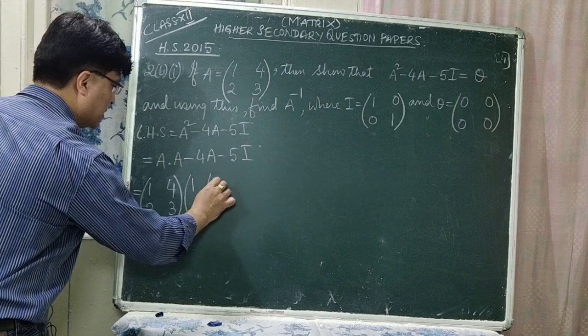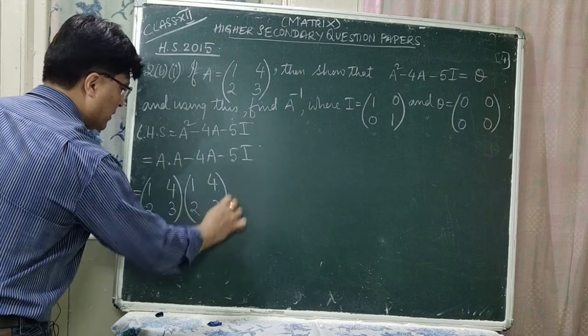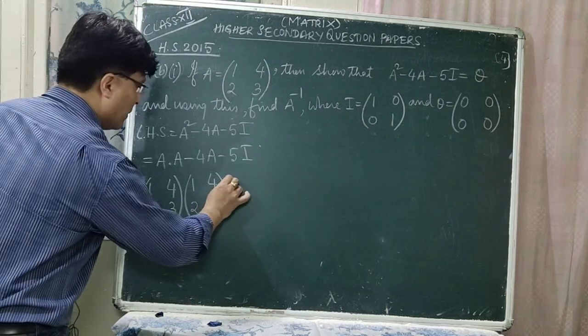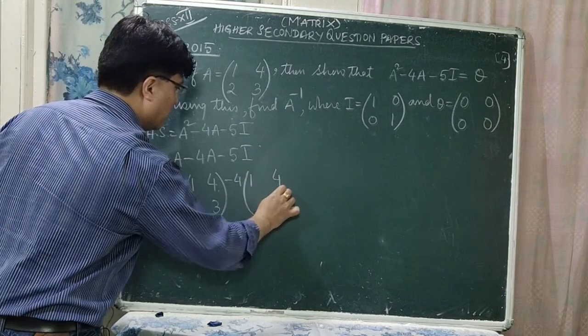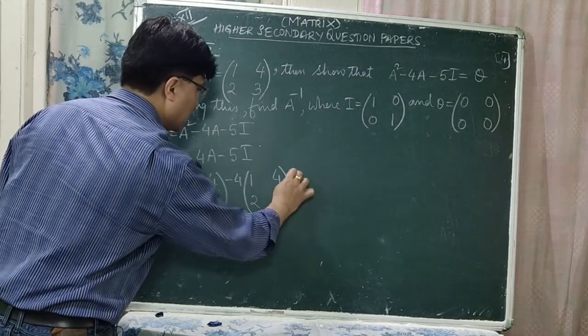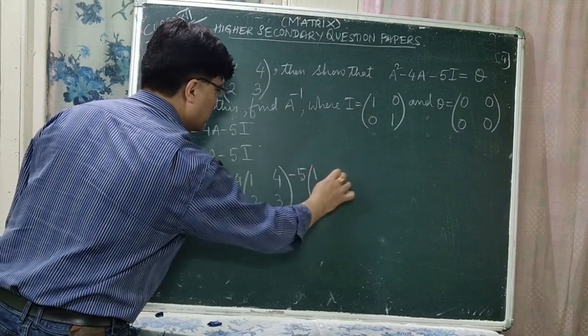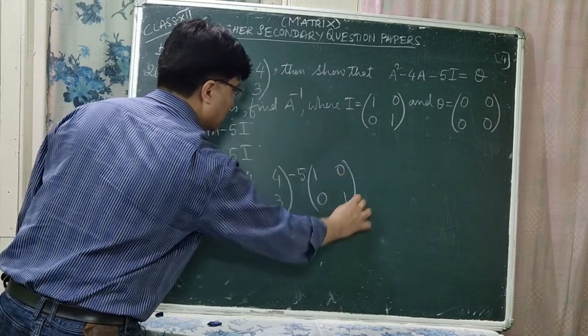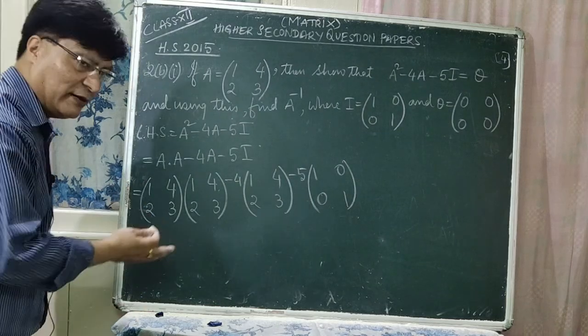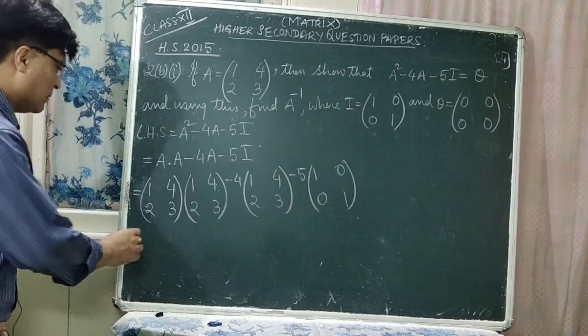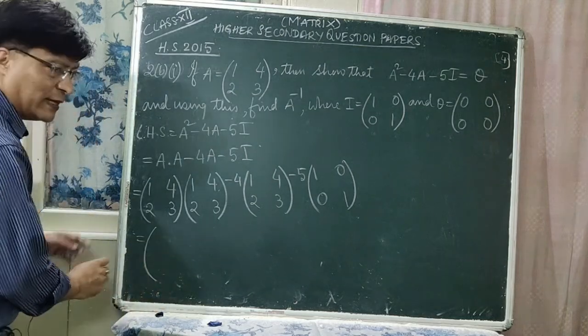Again, what is A? Repeat it. 1, 4, 2, 3. So minus 4 into, what is A? Again, write down. It is 1, 4, 2, 3. Then minus 5, it is 1, 0, 0, 1. Is that clear to all of you? So we are using the values only out here. Now you can simplify it further. Now you can multiply them.